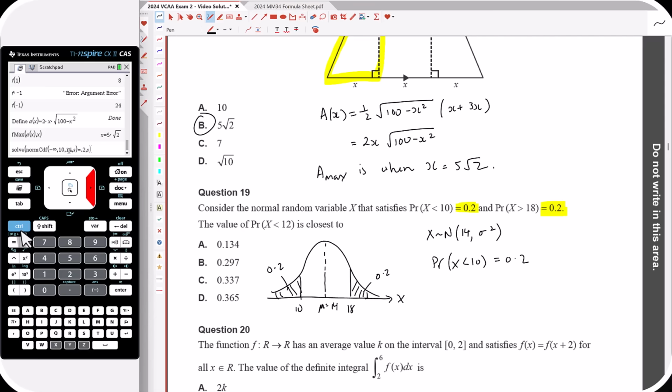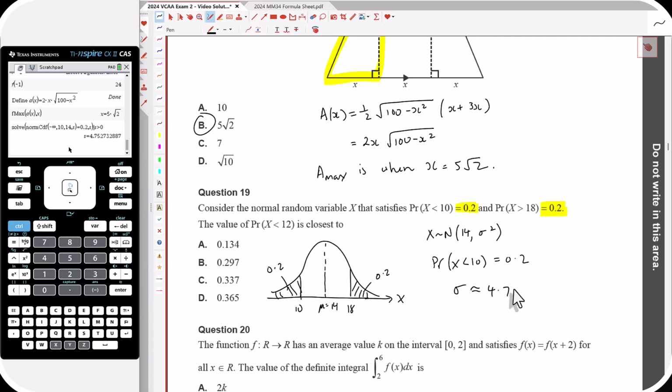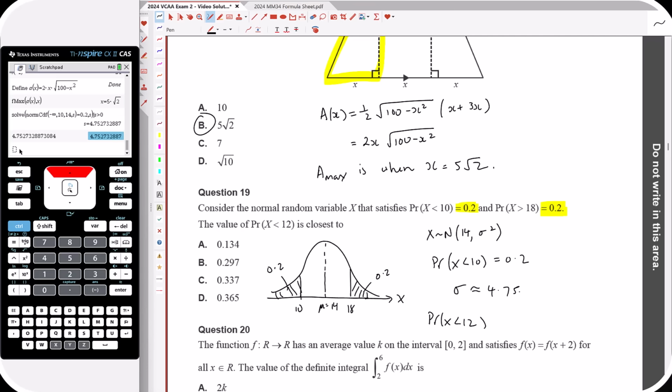Now your CAS can only solve an equation with norm CDF in it for the standard deviation if we give it a little hint and tell it that the standard deviation has to be positive. Okay, so standard deviation is 4.75. And so then we want the probability that x is less than 12. So I'm just going to copy this value so we can use it. Okay, Control C.